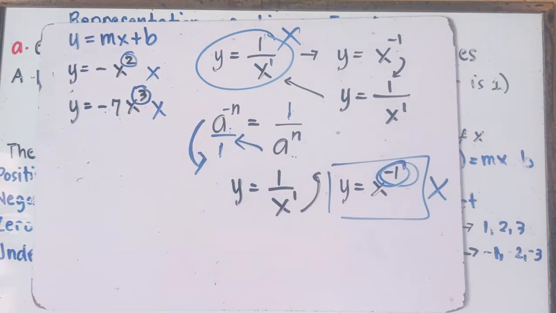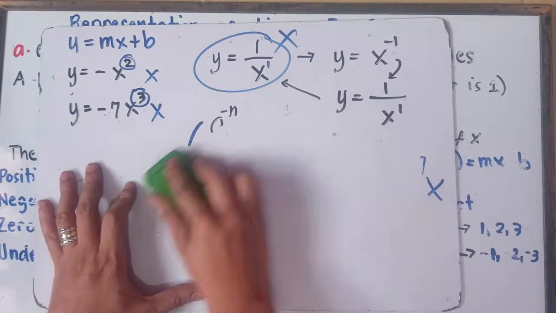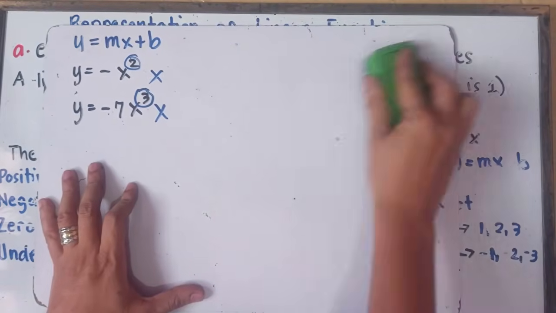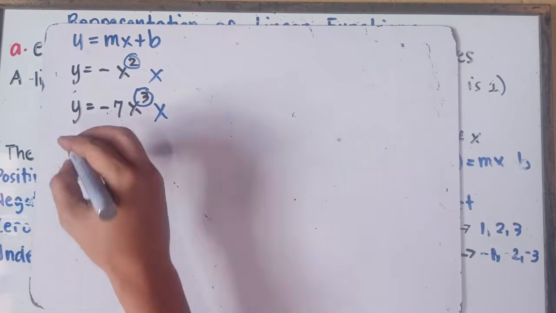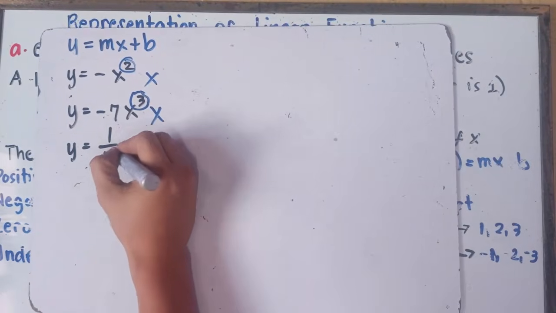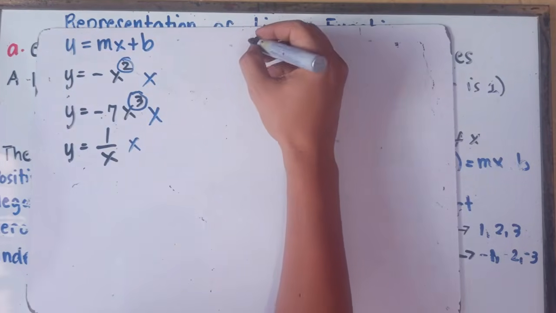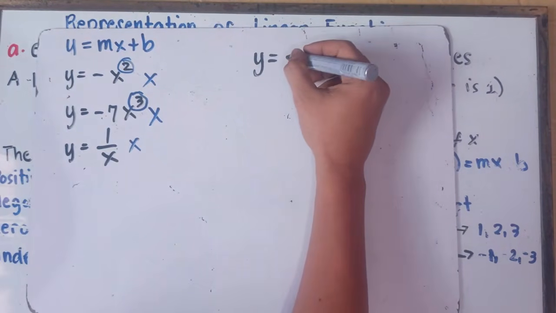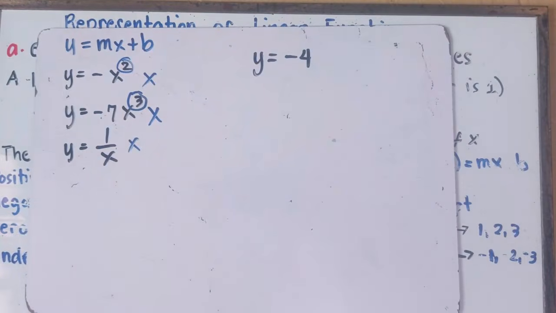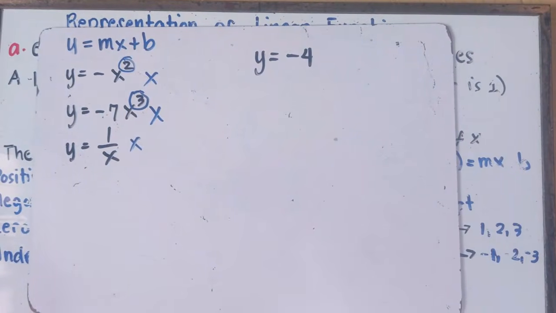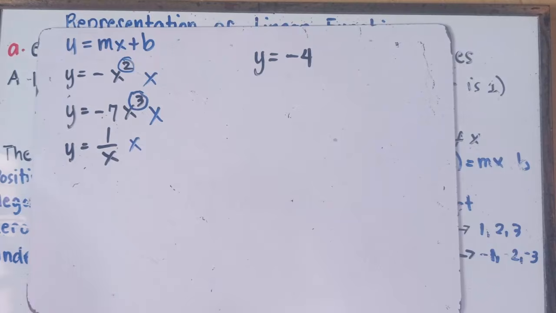Alright, so another example, class. Once again, a while ago, y equals 1 over x is not a linear function. Another example, class, if I will say y equals negative 4. Question, class, is this a linear function? Y equals negative 4? Yup, this is a linear function, class. Once again, y equals negative 4 is a linear function.